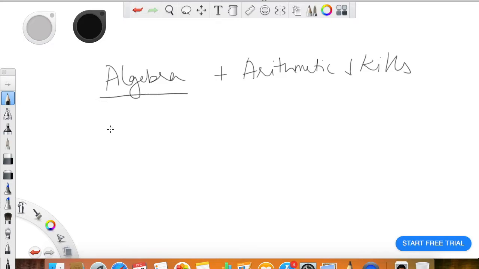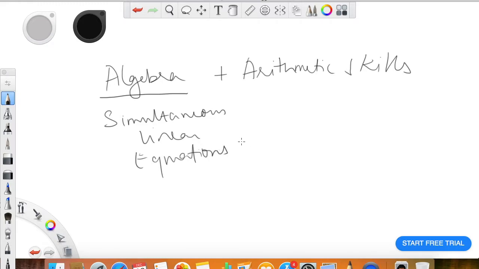So what level of algebra do you need? You need it till simultaneous linear equations. I am sure we have all come across this, even if you don't remember the term. It's questions like these. I am sure we have come across this: x plus y equals 7, x minus y equals 2.